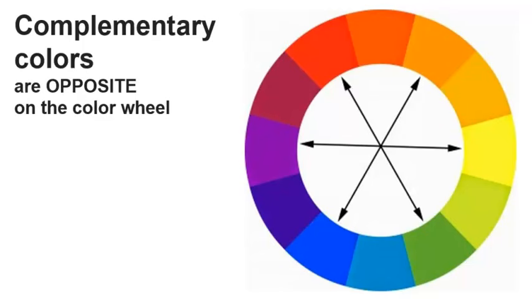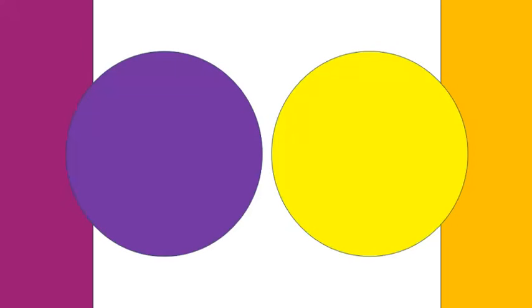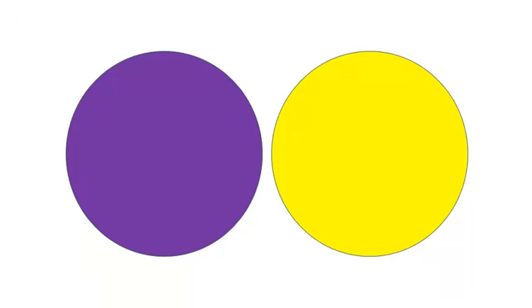Complementary colors are opposite on the color wheel. You can draw a line right across. So the opposite of red is green, the opposite of blue is orange, and the opposite of purple is yellow. Those are complementary colors. So the colors that were far apart in the analogous example are very close to complementary colors. Complementary colors make strong combinations.